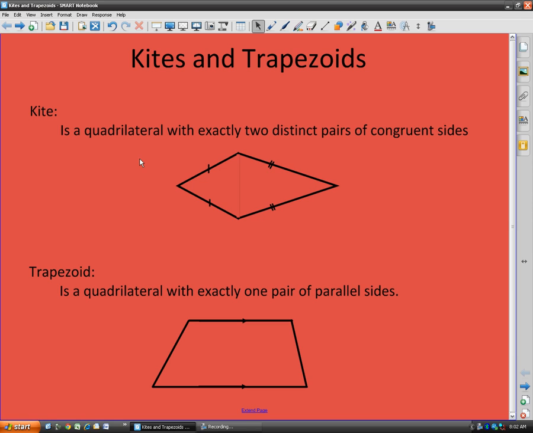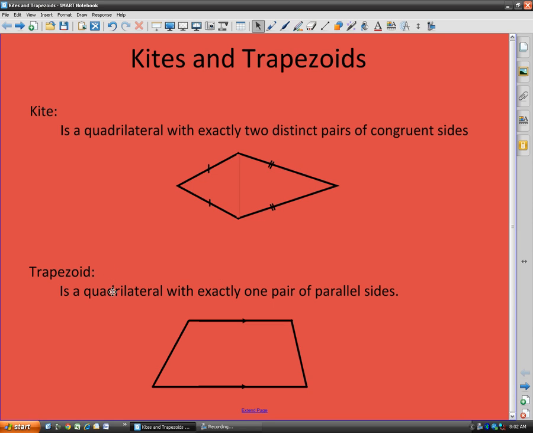So a kite is a quadrilateral, a four-sided shape with exactly two distinct pairs of congruent sides. And you'll look at my drawing down here. Please copy down the drawing, and in this drawing you can see I have it marked that there are congruent sides that are next to each other, and these two are next to each other also. And that basically is what makes up a kite. If they are congruent from side to side across this angle, then the shape turns into a different quadrilateral that we'll talk about in a few days. And you probably already know what I'm talking about.